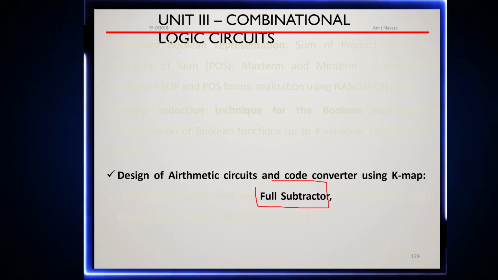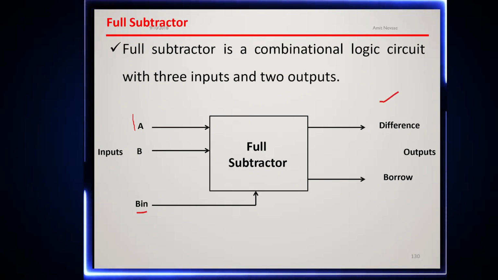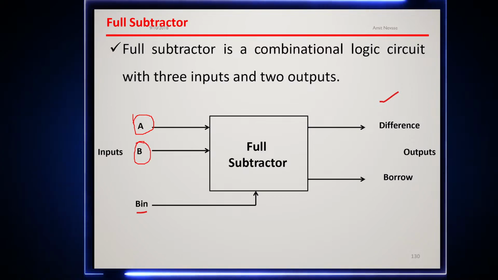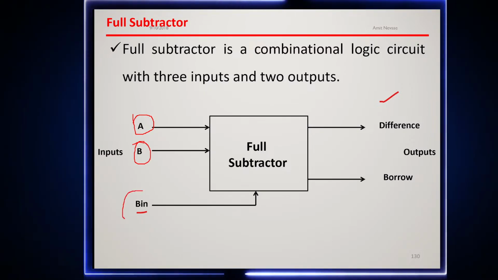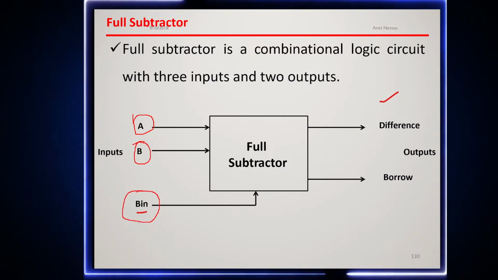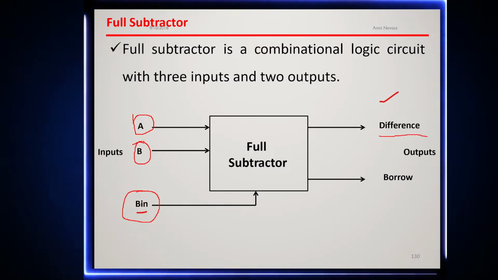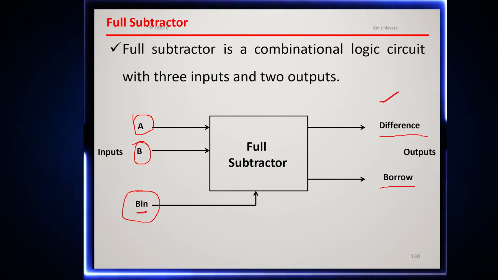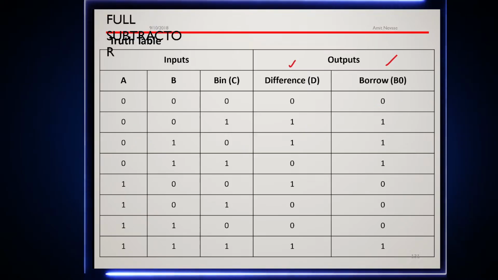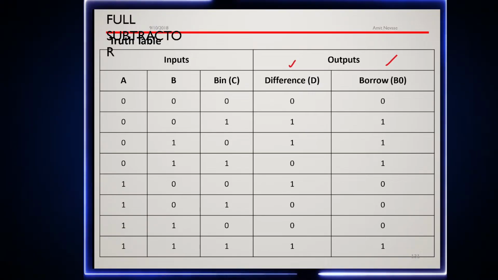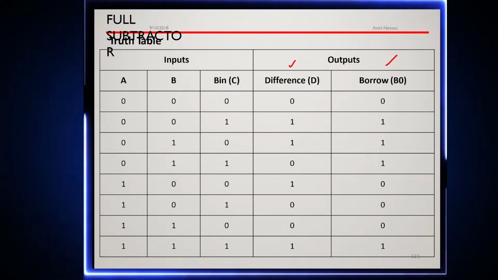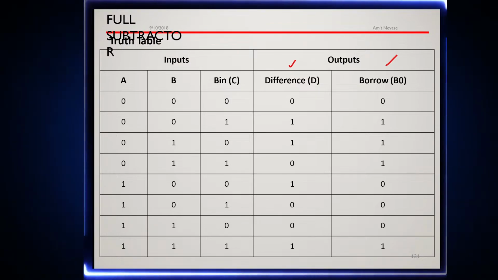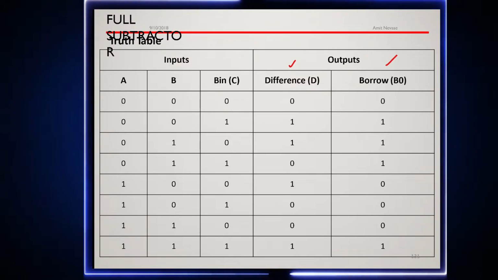Now let's move on to the next, that is nothing but full subtractor, right? So in full subtractor we will have three inputs A, B and borrow in, right? And we will have two outputs, difference output and borrow output, right? So now let's look at the truth table. This is also very similar to the full adder. Full adder also has three inputs and two outputs. Full subtractor will also have three inputs and two outputs, but the only difference could be in the output equations.